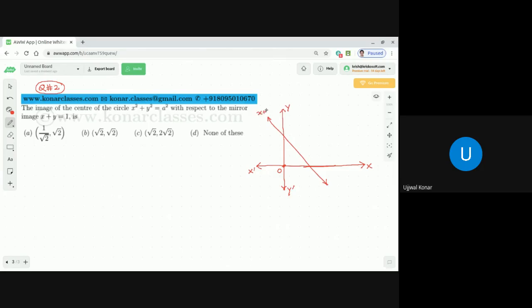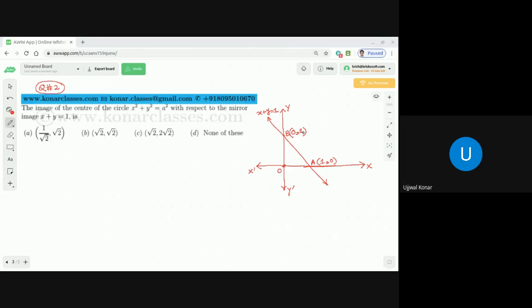This is x plus y is equal to 1. Both the x-intercept and y-intercept are 1. So that means if the straight line intersects the x-axis at the point A, the coordinate of A is 1, 0, and if it intersects the y-axis at the point B, the coordinate of B is 0, 1.